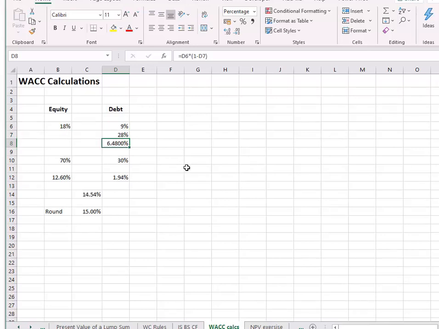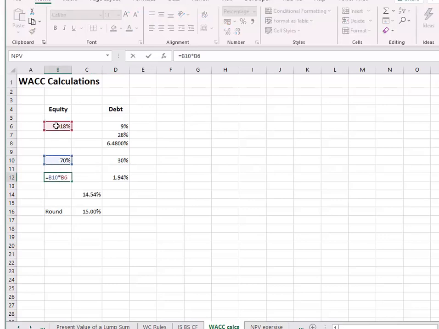So I'm doing a little calculation which says take the 9% and multiply it by 1 minus 28%. That's the same as saying 9% times 0.72. That gets us to 6,48. You might say that's 6.5%, and that was the number that I used to calculate WACC. Now I'm saying 70% of our capital is in the form of equity, 30% is in the form of debt. Now let's calculate an average here.